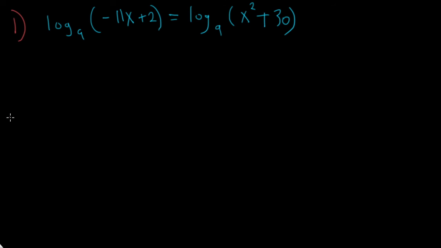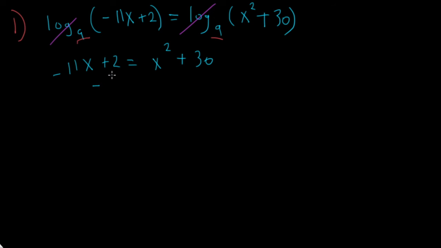So hopefully you gave it a try, and immediately we should see, okay, got the same base. So that's nice. We can just say, boom, get rid of these guys, and we say negative 11x plus 2 is equal to x squared plus 30. All right. Now, whenever we have a setup like this, right, we always want to get 0 on one side so we can factor, right?